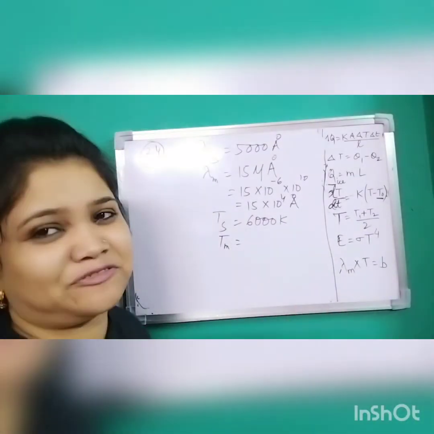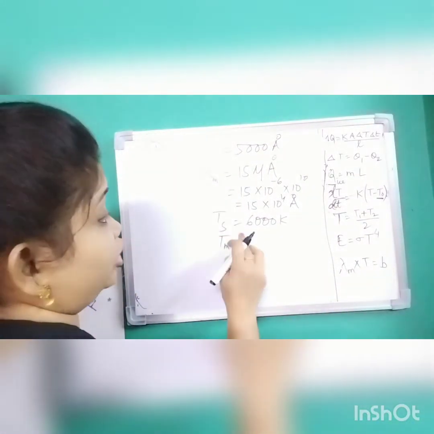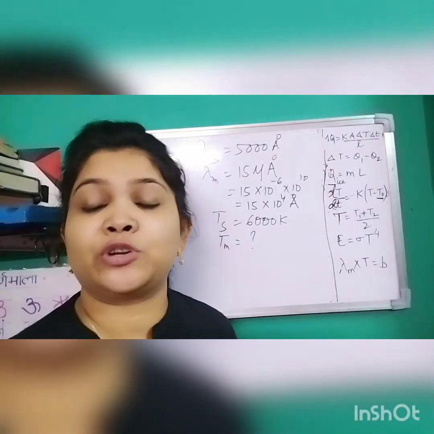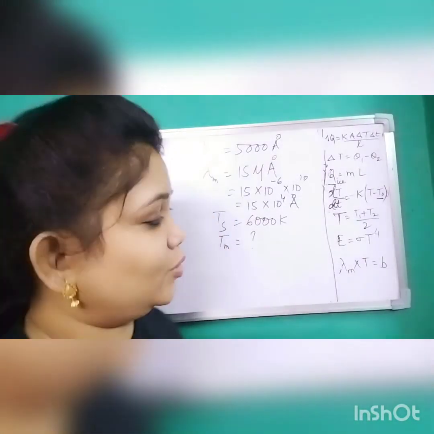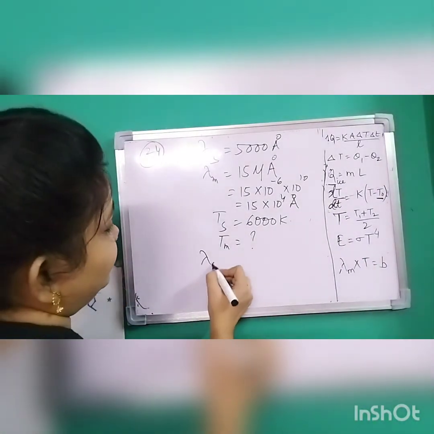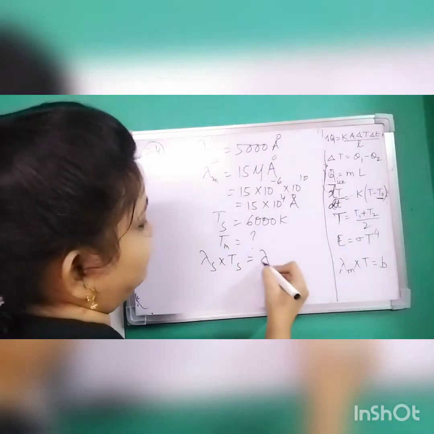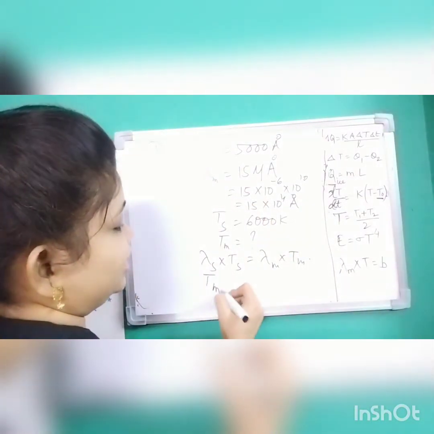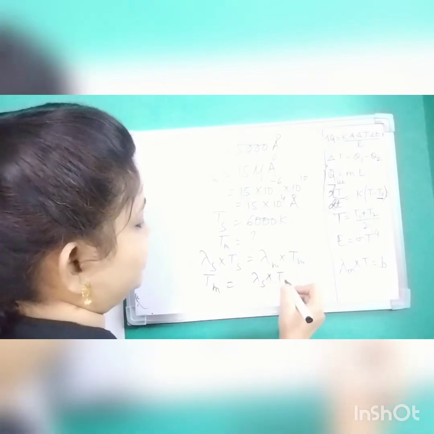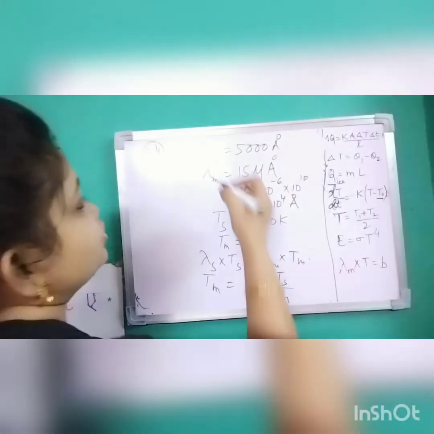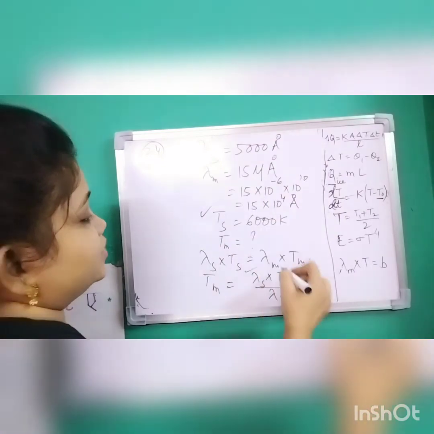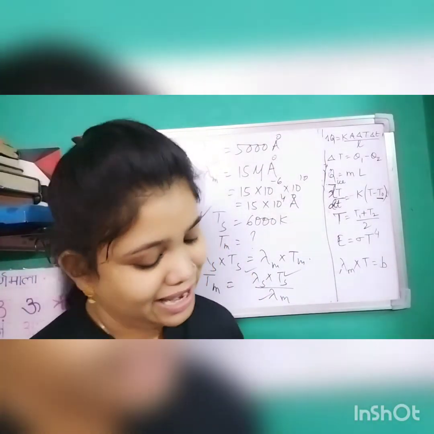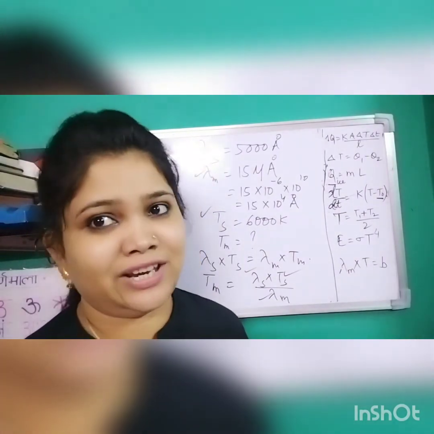Same Stefan's law. Sorry, this is not Stefan's law. I'm very sorry, because here wavelength is given. So basically here we are going to apply Wien's displacement law. It is nothing but lambda s into Ts is equal to lambda m into Tm. So Tm you have to find out. Tm will be equal to lambda s into Ts by lambda m. Lambda s you know, Ts you know, lambda m you know. Put the values, solve and get the answer. It's very easy.